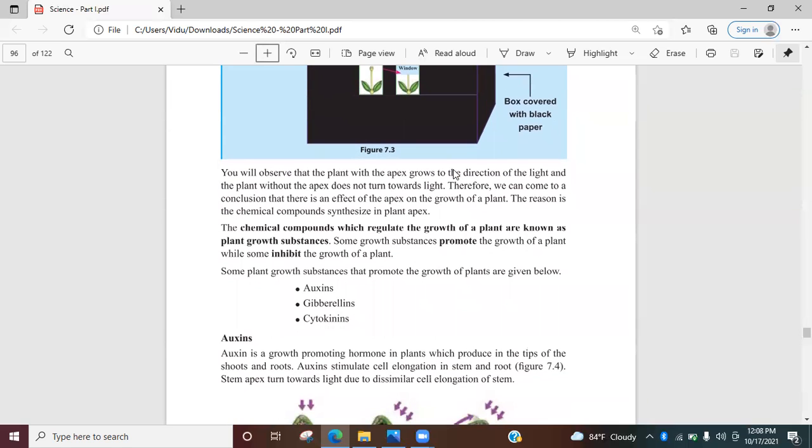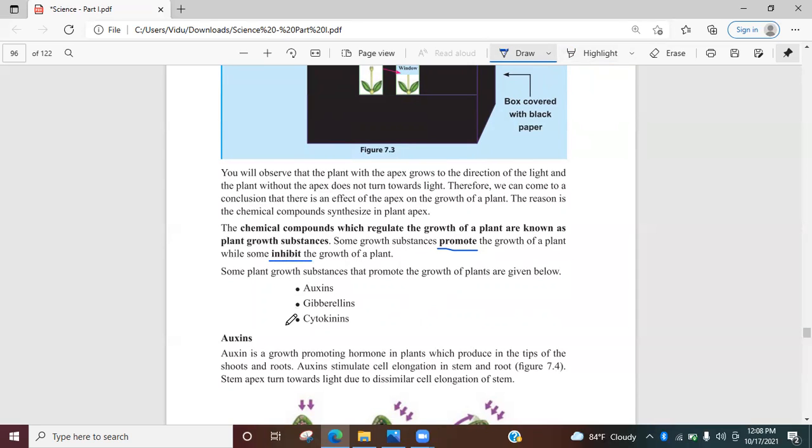So, what are plant growth substances? Chemical compounds which regulate the growth of a plant are known as plant growth substances. Chemical compounds which regulate the growth of a plant are called plant growth substances. Some growth substances promote the growth of a plant, while some inhibit the growth of a plant.